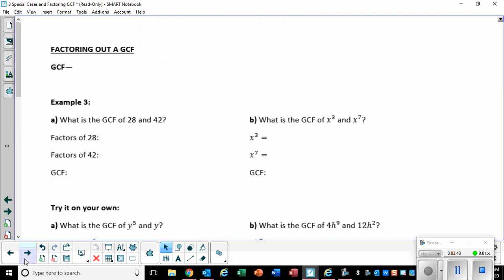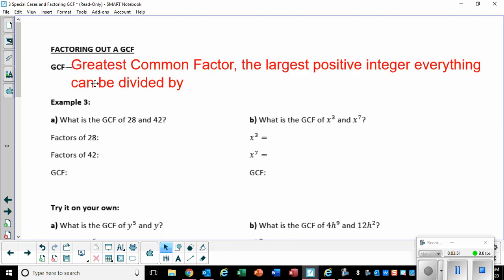So that was multiplying. Now we're going to talk about factoring out a GCF. So factoring out basically is undoing distributive property. Okay? So GCF is the greatest common factor, which is the largest positive integer everything can be divided by. So when we're factoring out a GCF from a polynomial, we're basically trying to figure out what numbers got multiplied to create that polynomial. Or not numbers, but like which polynomials got multiplied together to create it.